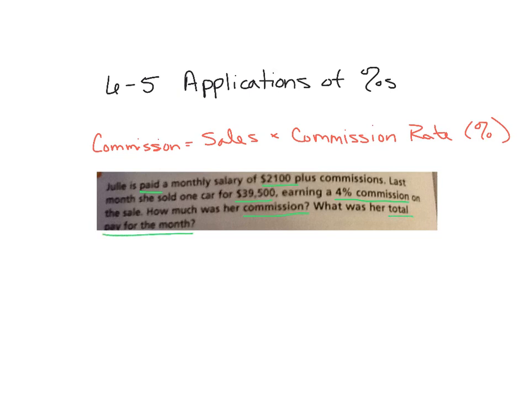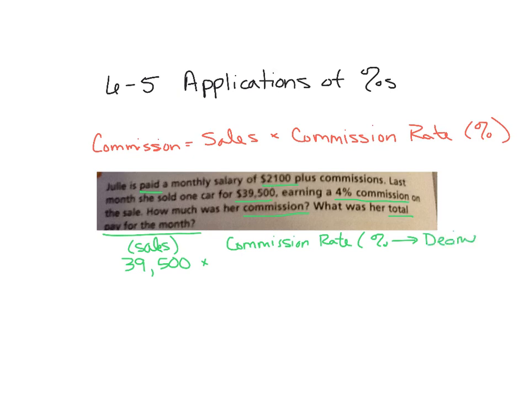Paid $2,100. Last month she sold one car for $39,500, earning a 4% commission. How much was her commission? And total pay per month? Okay. So remember, commission is the sales times the commission rate. She sold one car for $39,500. So this is the sales. Times commission rate. And you have to do percent to decimal for that.